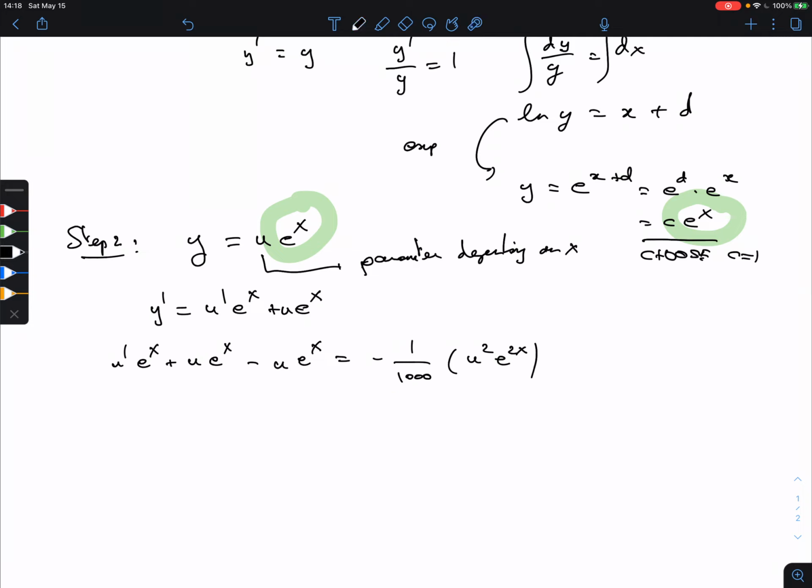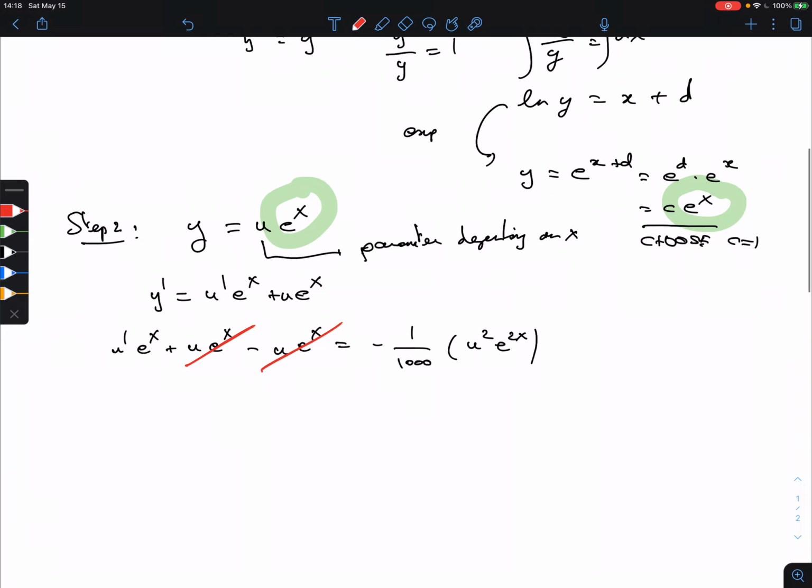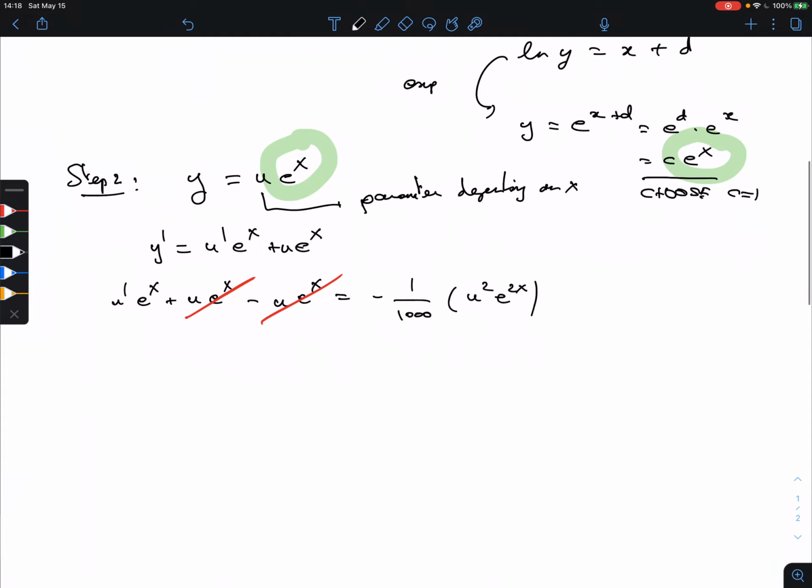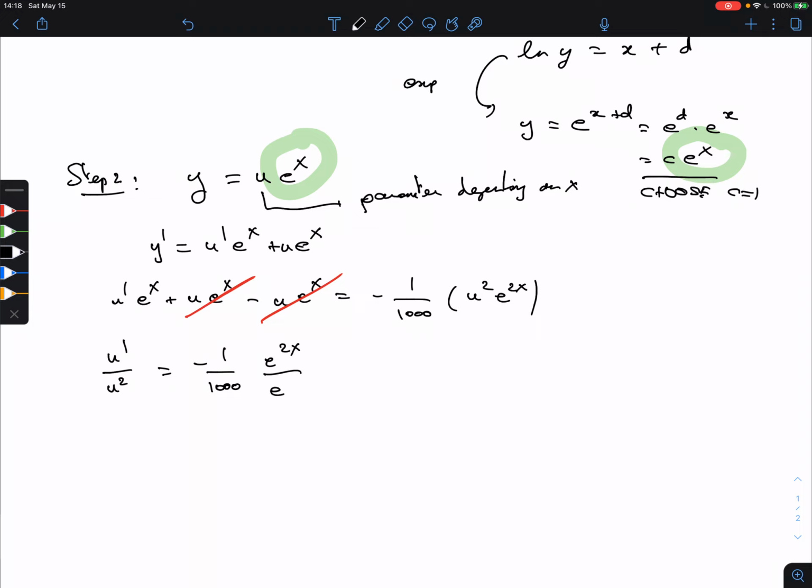What we need is some cancellation, and that's exactly what we see here. If we do everything right, then we can separate the variables. Separating the variables really means that there's one term on the left containing only u, and one term on the right containing only the variable, in this case x. So we do u prime over u squared equals, and let's gather everything. We have a 1,000. We have an e to the 2x divided by e to the x.